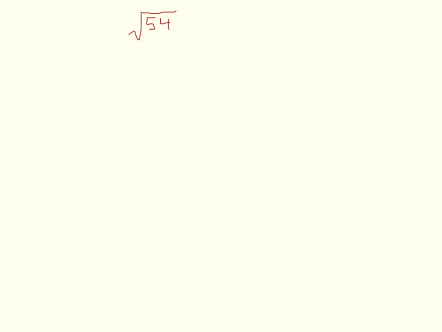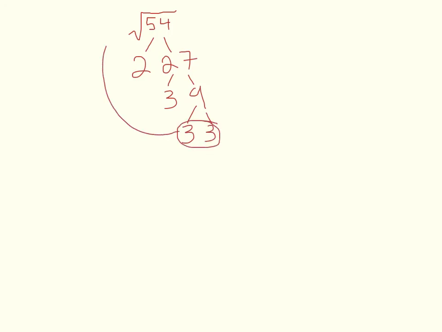Let's take a look at one last one. Here we have radical of 54. And we'll start with our factor tree. I'm going to choose 2 and 27. And then keep on going with 3 and 9. And then 3 and 3. So here we have one pair. That 3 is going to go out of the radical.